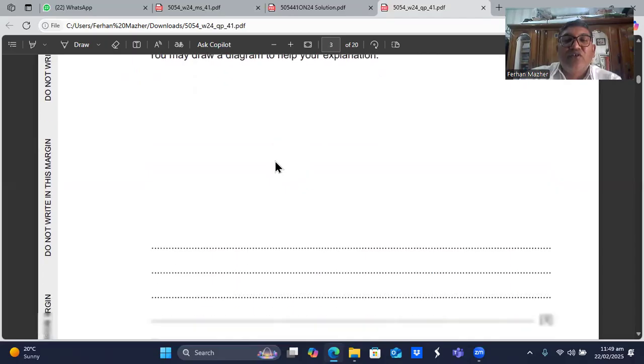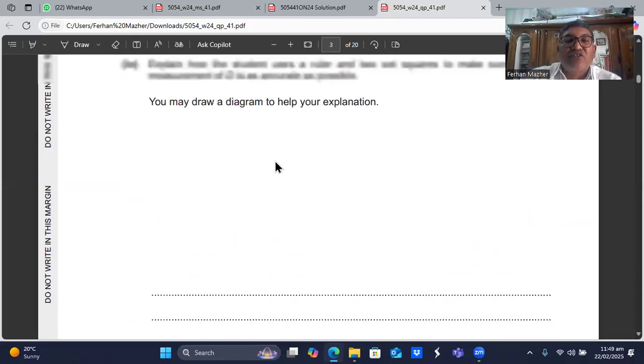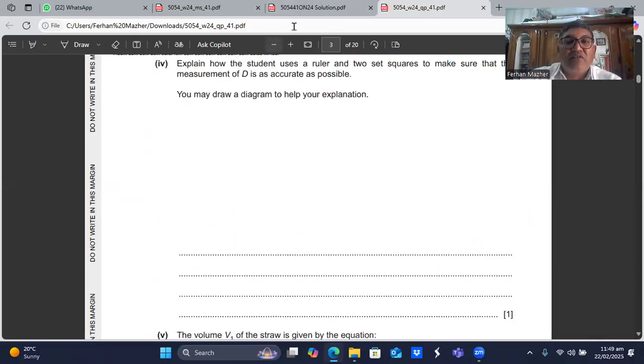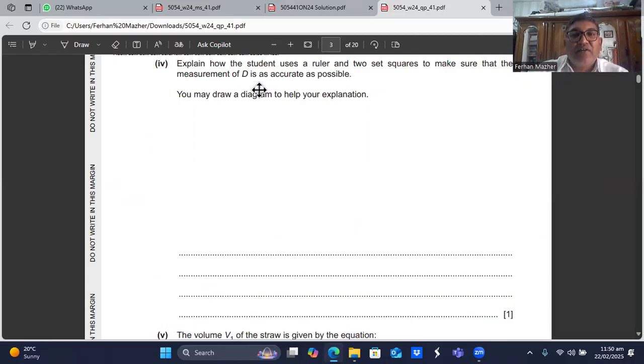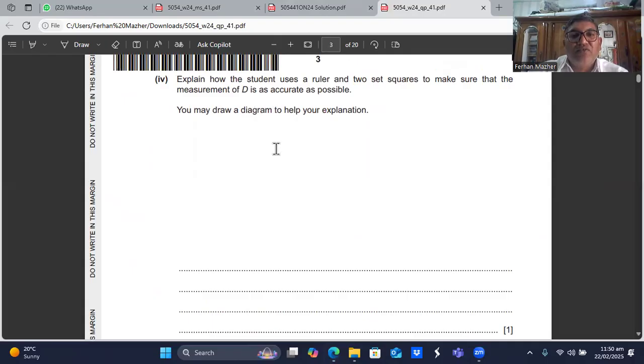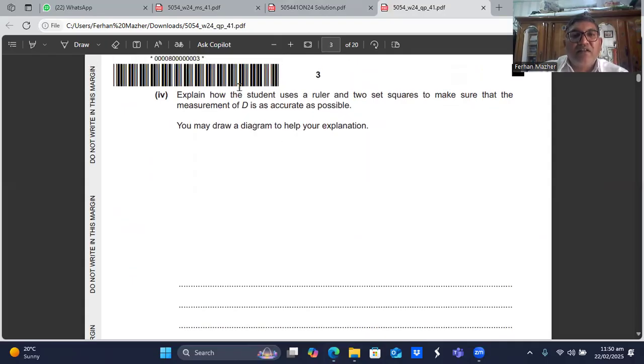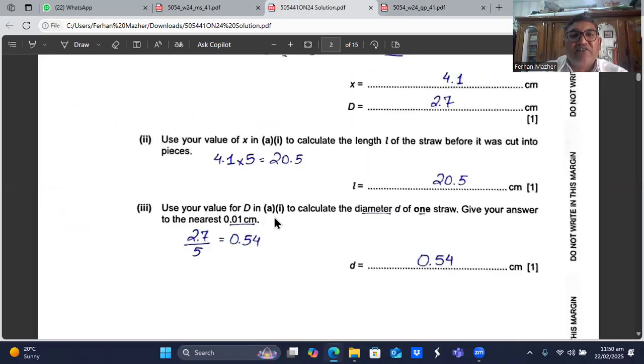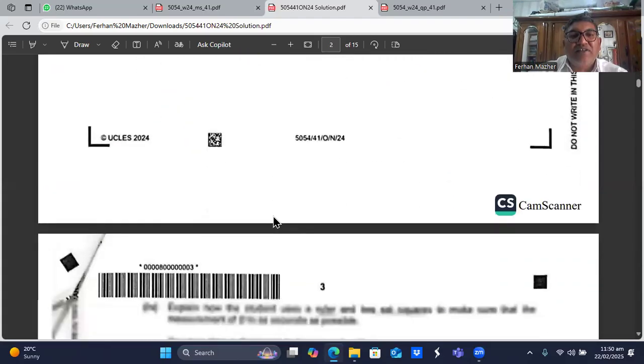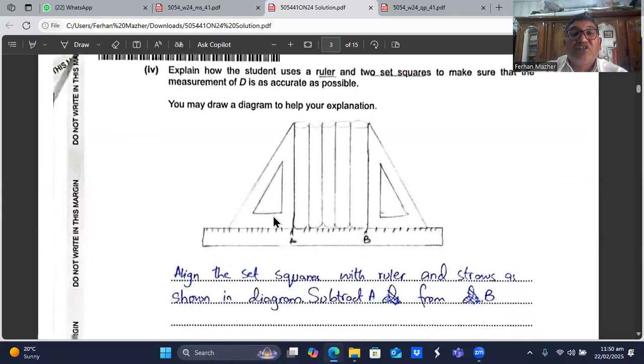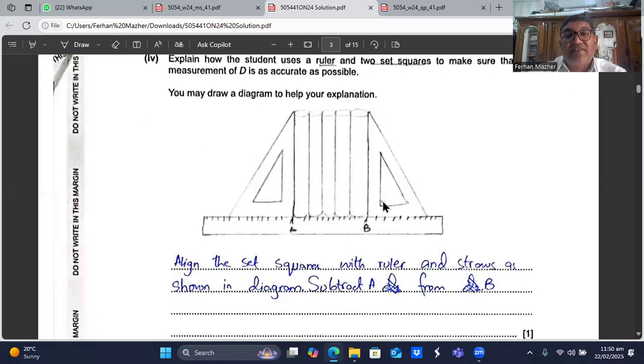He says use your answer. This is a 1-mark question. We have to write down the... okay. So what we are going to do is we will place the set squares side by side, on the sides of the straws, I mean, we will place the set squares like this, and we will place a ruler in front of them like this, and we will measure the distance between the point A and the point B.